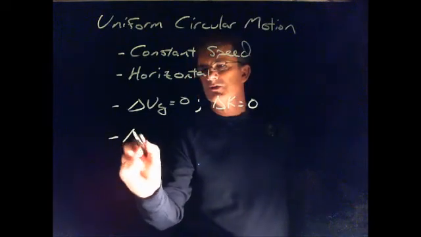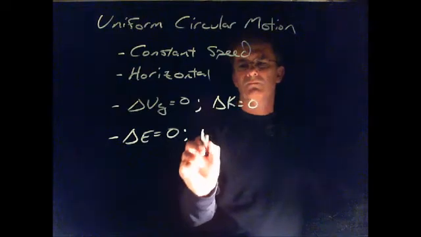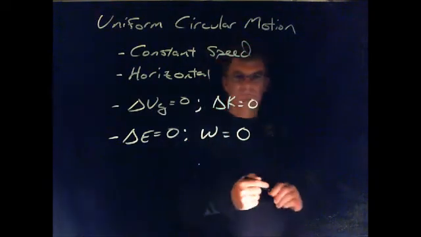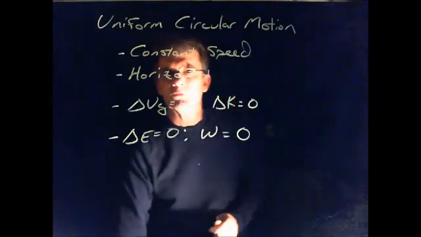Since our change in energy is 0, there's no work being done on the object. So that's one aspect of uniform circular motion.